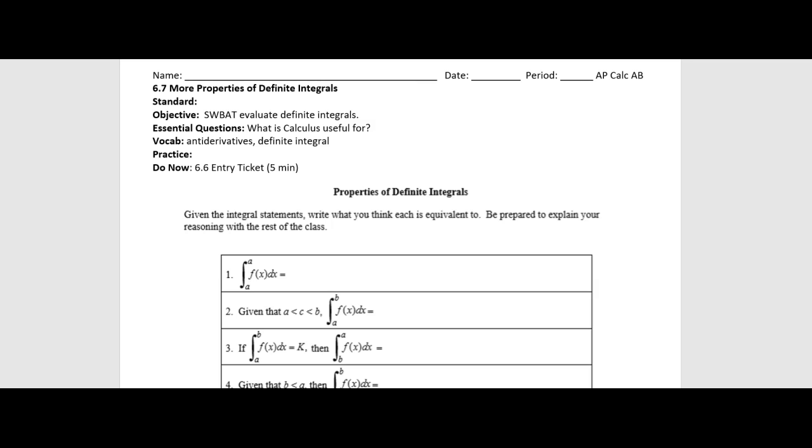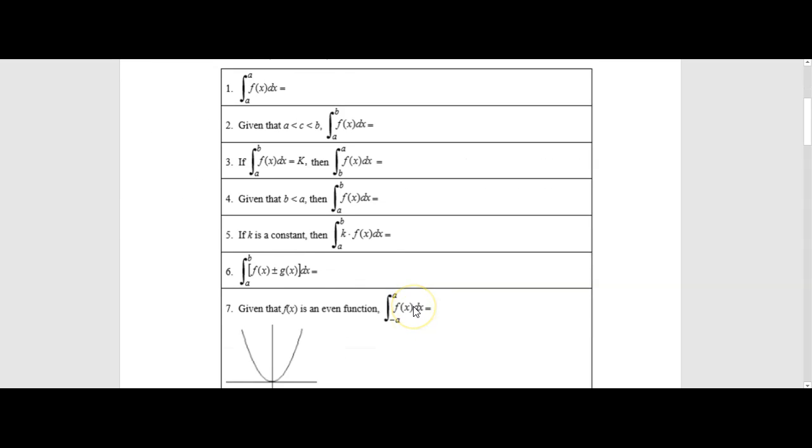Today we're going to talk about some different properties of definite integrals and how they may affect the way you evaluate them. And then we are just going to get some practice applying these properties to some problems. So take a look at these 8 properties right here.